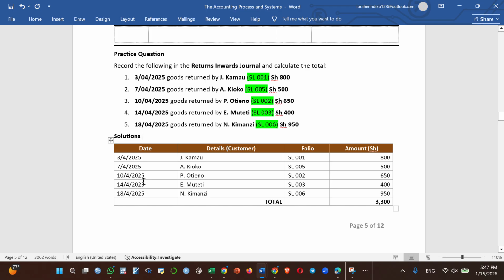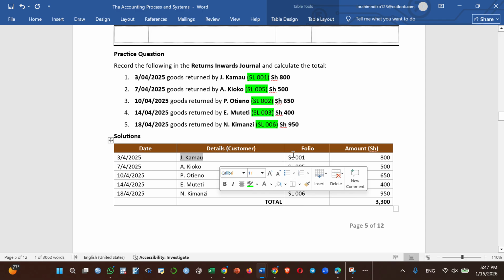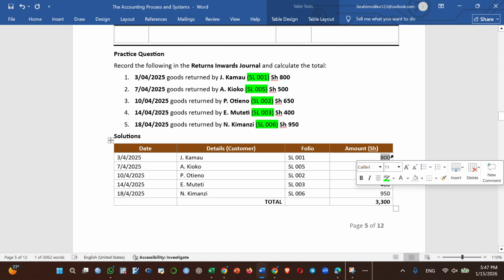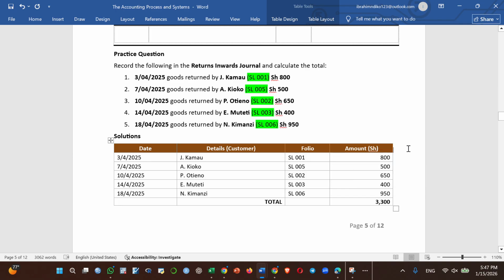Now the format is the same, as you can see. So the first date, goods returned by J. Kamau. On that the date is correct. J. Kamau is correct. And then folio number is SL001, that is correct. Then the amount returned was 800. That one is correct.